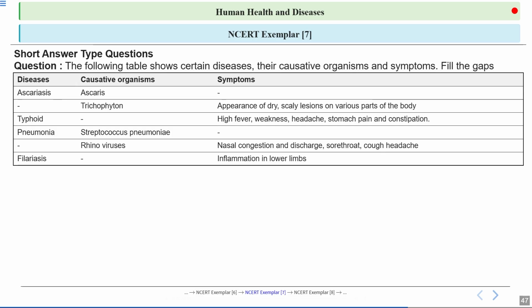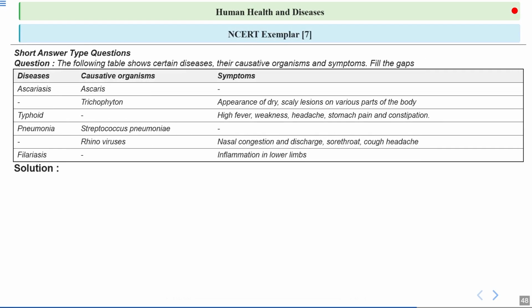Now moving on to the next question. The following table shows certain diseases, their causative organism and symptoms. You have to fill in the gaps. So let's have a look at the answer.